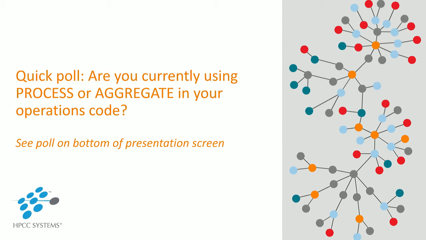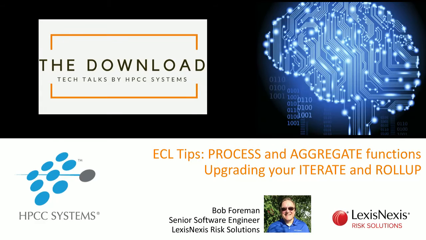All right, now getting back to serious stuff. Our quick poll: are you currently using the PROCESS or the AGGREGATE ECL statement in your operations code? I'm going to go back to the previous slide because when I was thinking about this talk, I thought about something interesting. In our classroom format, we talk a lot about ITERATE, we talk a lot about ROLLUP, we talk about the basic transformation functions. But we mention PROCESS and AGGREGATE in our advanced training, and we give them a glancing discussion and really just leave it to you guys.